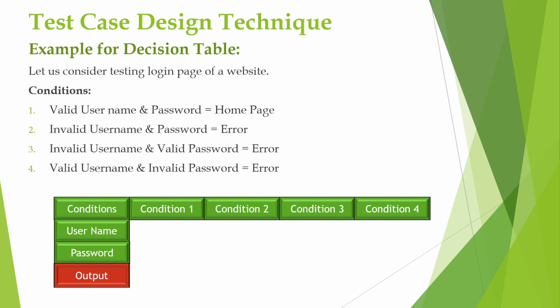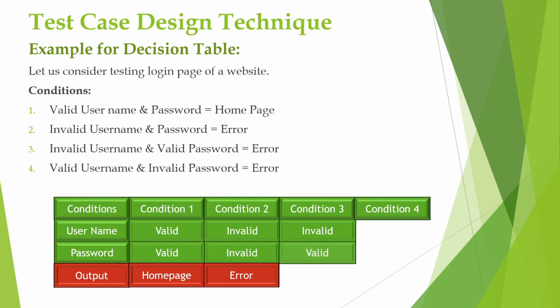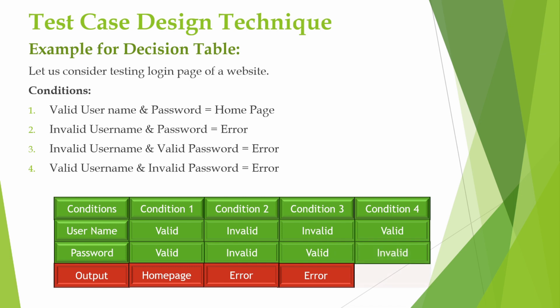Now you can observe that we have made a table using the above conditions. In condition 1, when the username and password are both correct, the output is the home page. In condition 2, when both are not correct, the output is an error message. In condition 3, when the username is not correct and the password is correct, again the output is an error message. In condition 4, when the username is correct and the password is not correct, the output is an error message. Now using this table, we will test the application accordingly. This is how the decision table technique is used.